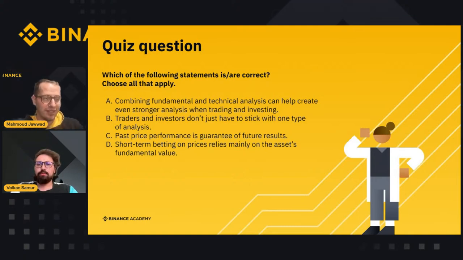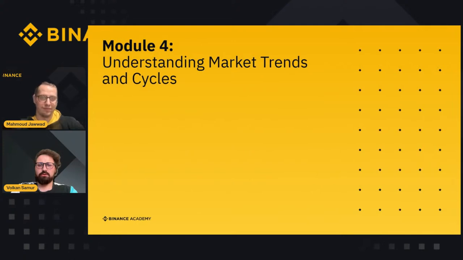Just drop your answer in the chat: A, B, C, D. So C, a couple of A's, A, B. Okay, I think we can reveal. The correct answer is A and B. So, very good. I think there were a couple of correct answers. Okay, so that concludes module 3. And then we can continue with the next module.